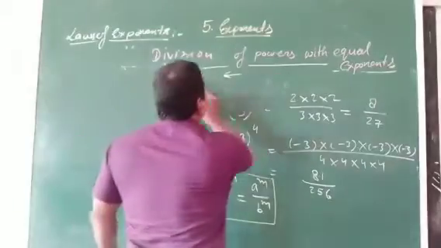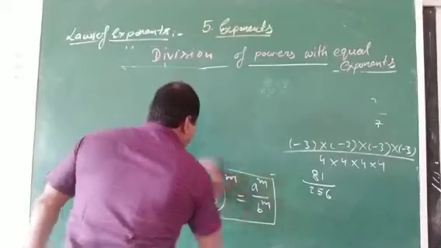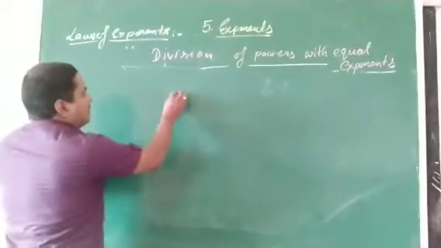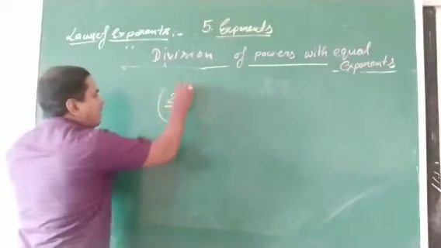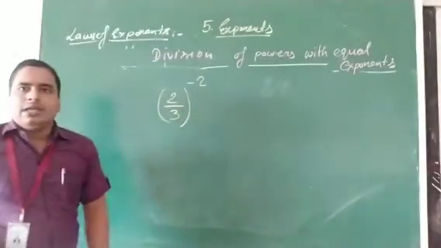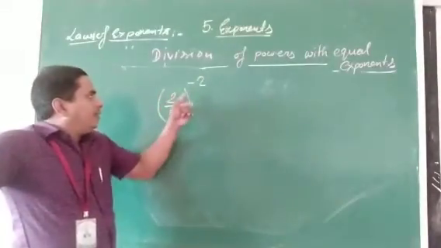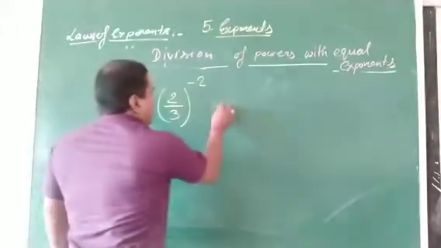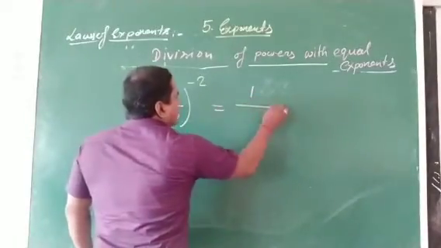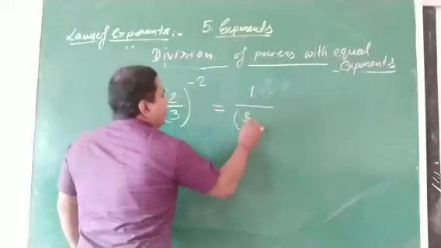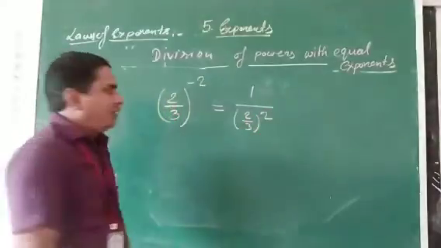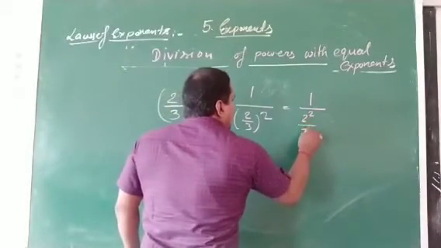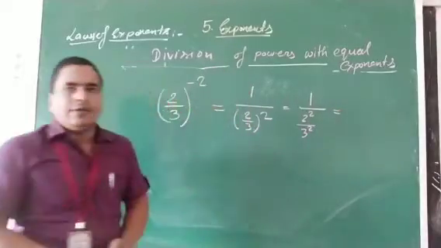One more rule. See here, in division also, if two exponents are given with a negative power, 2 by 3 to the power minus 2. Here one exponent is given with the negative power. So what will be the result? See, first we will write this as 1 upon 2 by 3 to the power 2. Again use this rule: distribute this power on both, 2 to the power 2, 3 to the power 2. So what will be here?